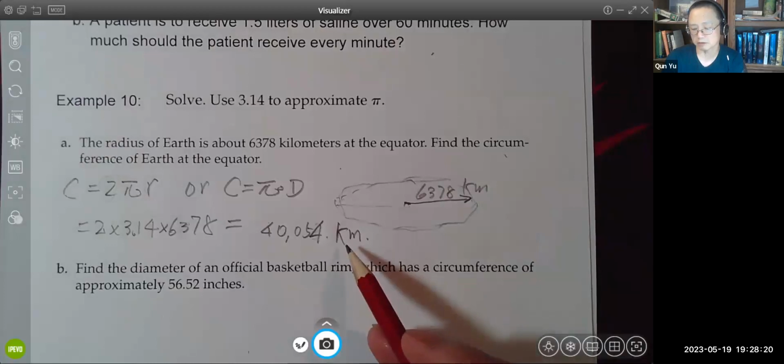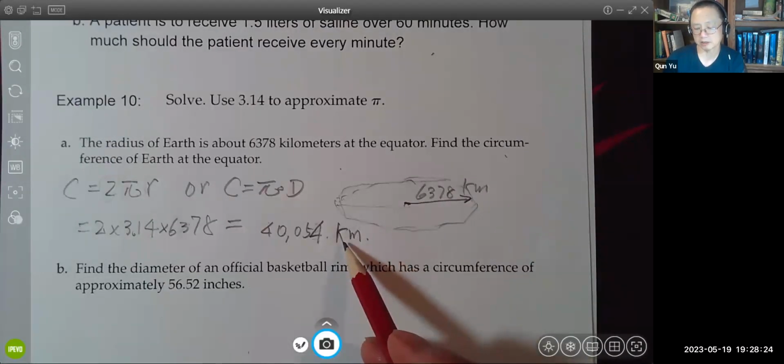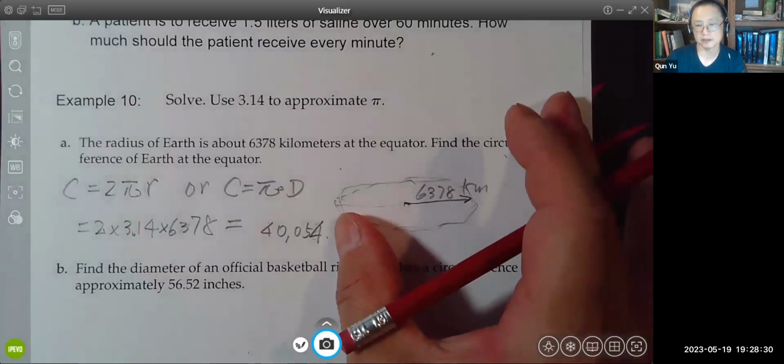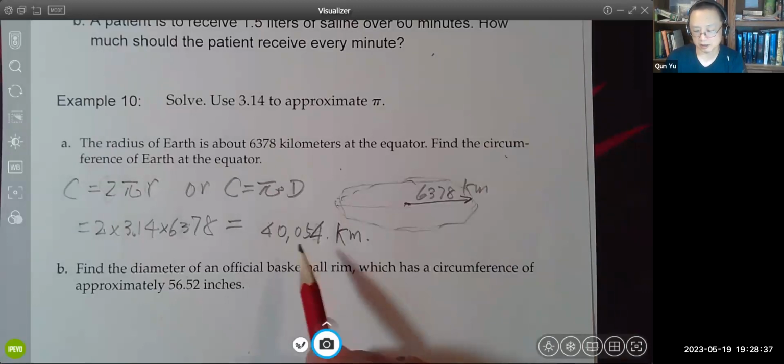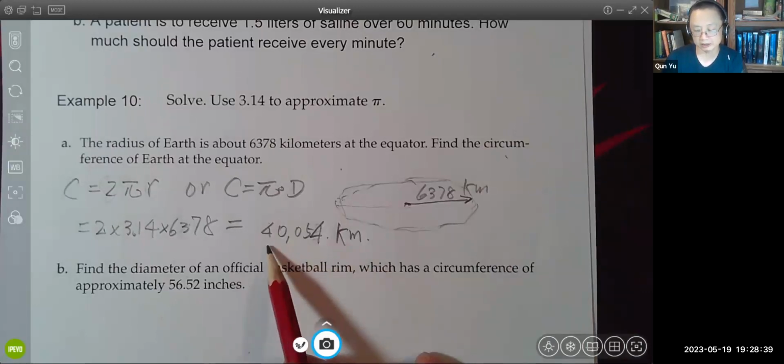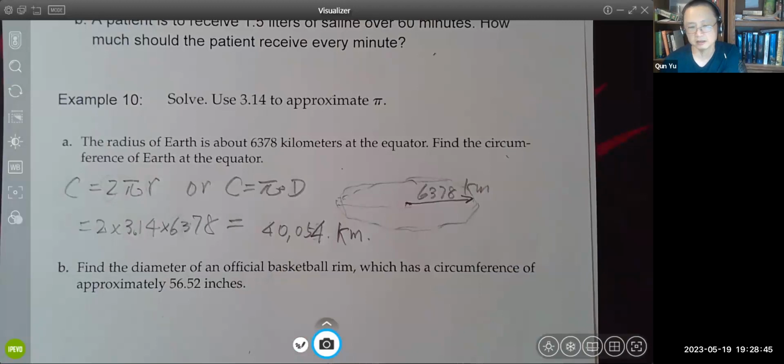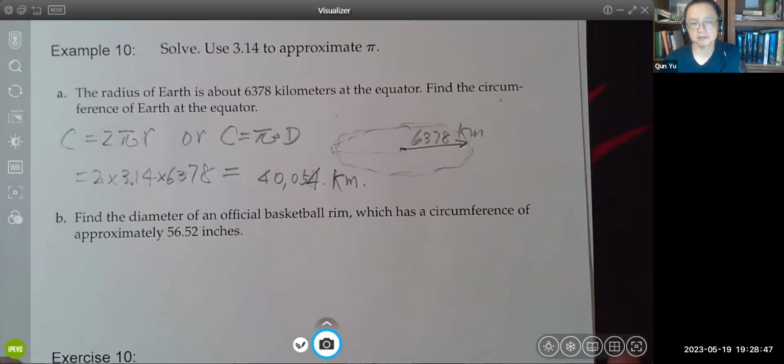For example, if another person takes this as miles instead of kilometers, because you didn't give the unit, the difference is huge. 1 mile equals 1.6 kilometers. So if this is written as miles, it is equivalent to more than 60,000 kilometers. That's a big difference. Now let's look at B.